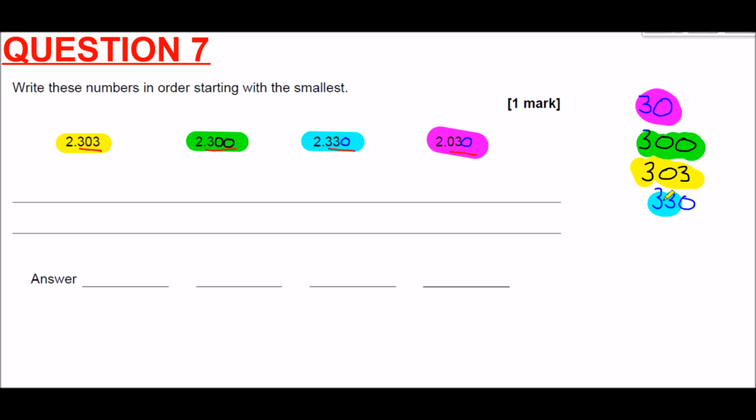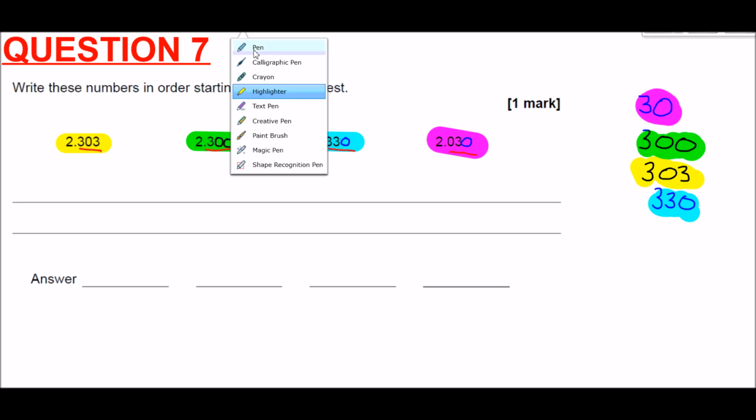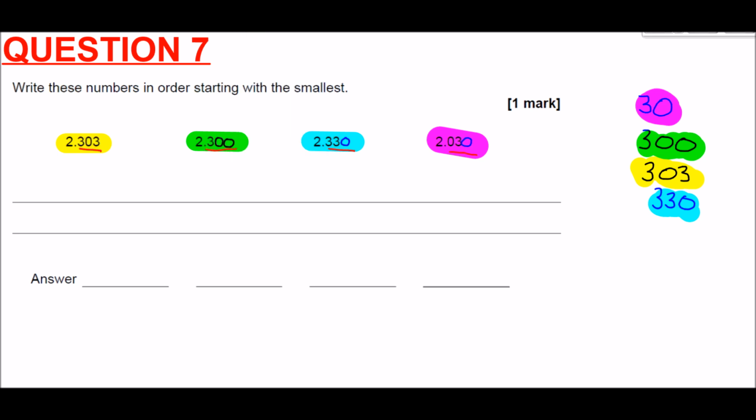But when we write down the answer on the answer guide, just write down the numbers exactly as they appeared before you altered them. So this number here is 2.03 before we added on the 0. The next one is just 2.3. The next one, 2.303. The biggest at the end, because we're starting with the smallest, is 2.33. And that's the numbers put into order.